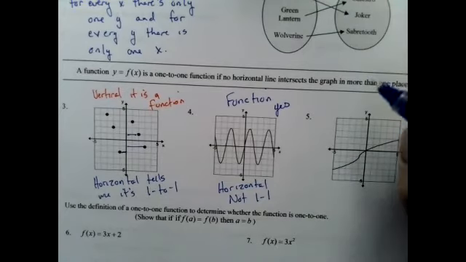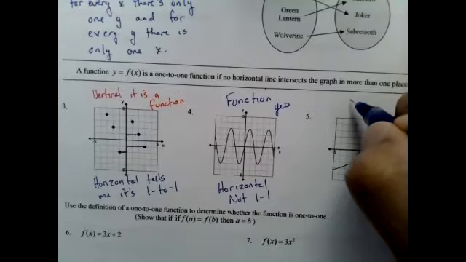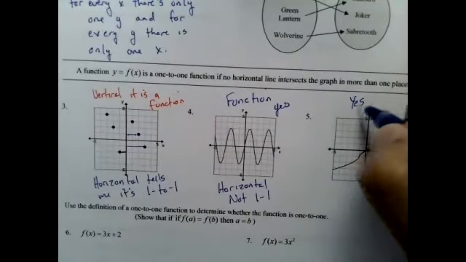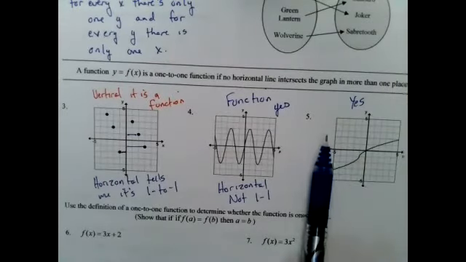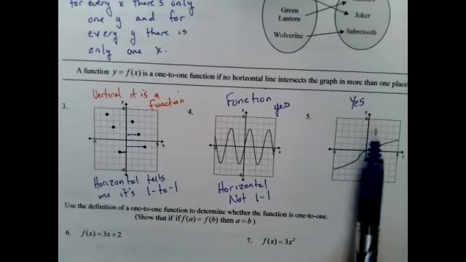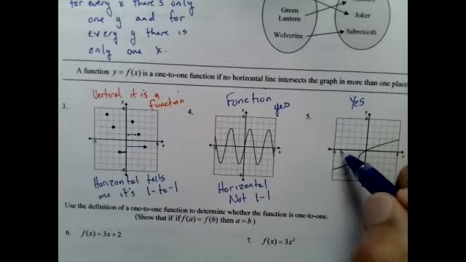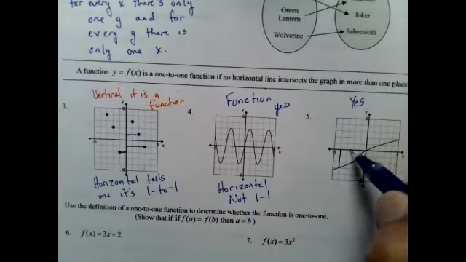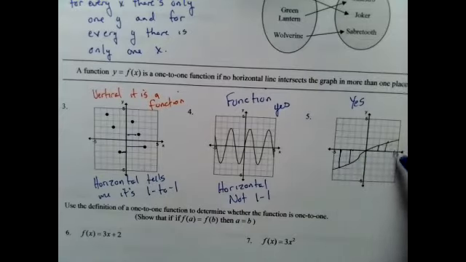Somebody tell me yes or no. Yes, it is. It passes. It looks a little funky there in the middle, but it passes the vertical line test. Every x value I give you only goes to one y value. Is it 1-to-1? Does it pass the horizontal?